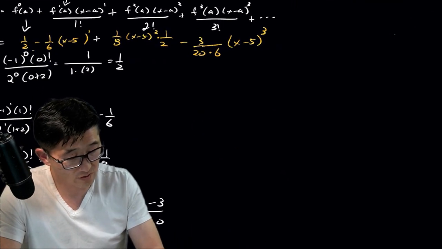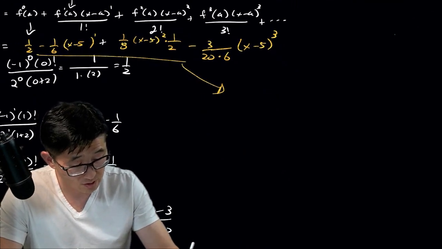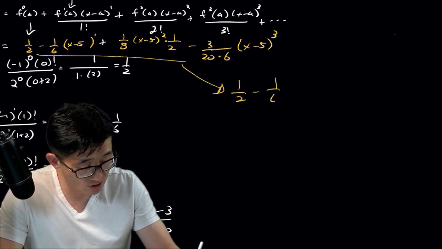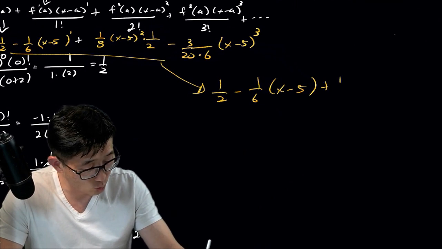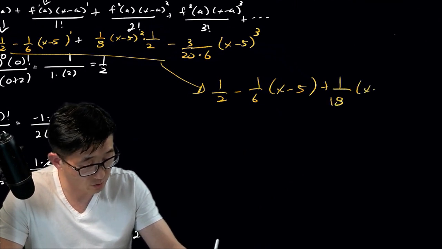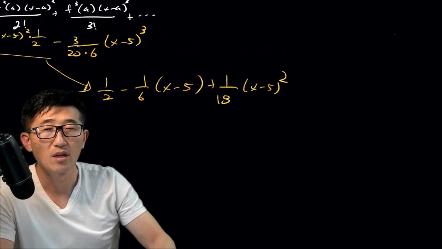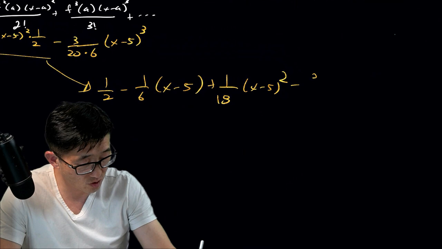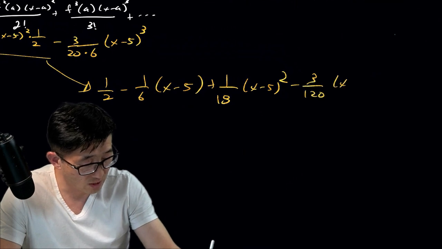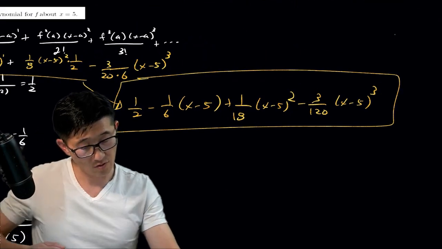Okay, so if I took all of that and rewrote it down here, it will look like this. 1/2 minus 1/6 x minus 5 to the first plus 1 over 16 x minus 5 squared. Again, 8 times 2 is 16 there. And then 20 times 6 is 120. So minus 3 over 120 x minus 5 to the third power. And that's your answer for that one.